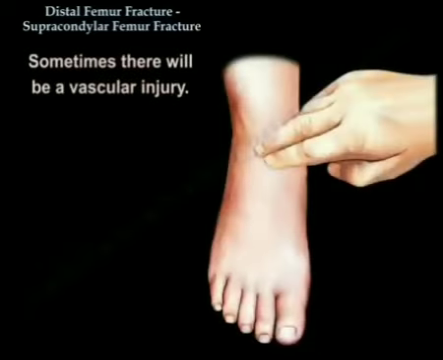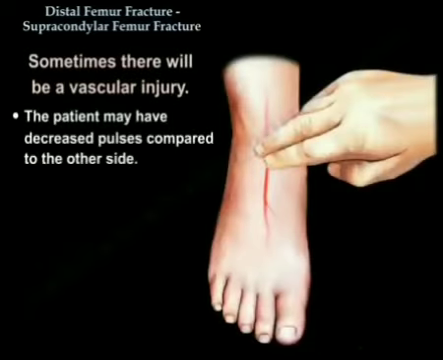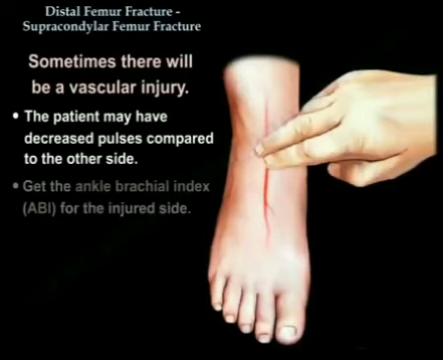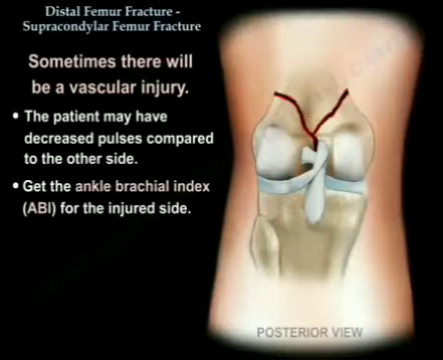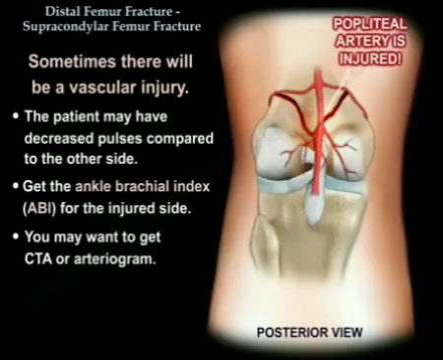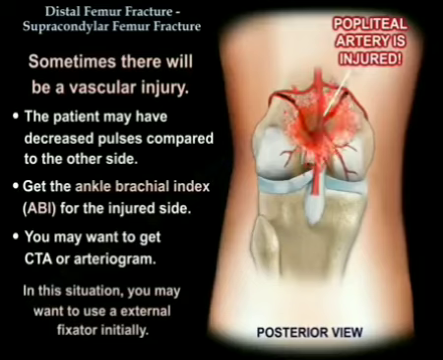Sometimes there will be a vascular injury, and the patient may have decreased pulses compared to the other side. You can get an ABI, and you may want to get a CTA or arteriogram. In this situation, you may want to use external fixator initially.